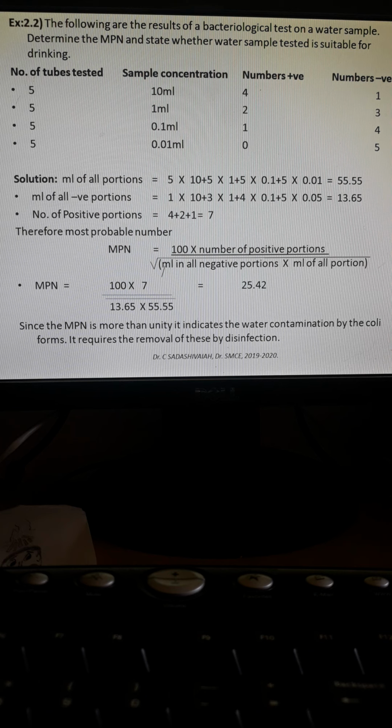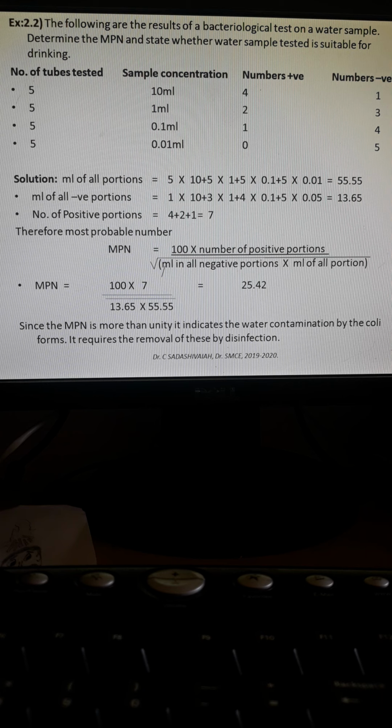Lastly, in the last test tube set where 0.01 ml was dispensed, the number of positive portions was 0, therefore all the 5 test tubes indicated negative, so the quantity of water sample taken in the negative test tubes here will become 5 into 0.01. So if you simplify this, ml of all portions will become 55.55 ml, ml of all negative portions will become 13.65 ml, and the number of positive portions, 4 plus 2 plus 1, is equal to 7.